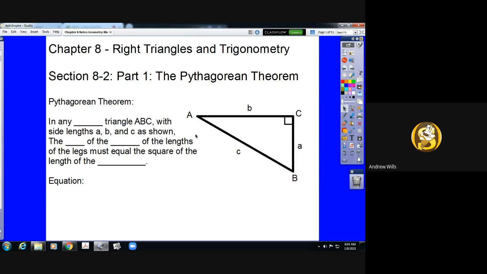There we go. All right. So again, we're starting chapter 8 today. Chapter 8 covers right triangles and trigonometry. And we're going to start with actually section 2 of this chapter, which is the Pythagorean theorem.